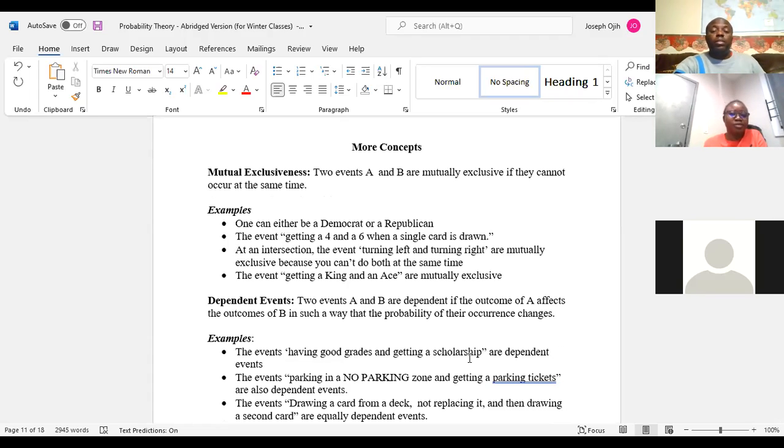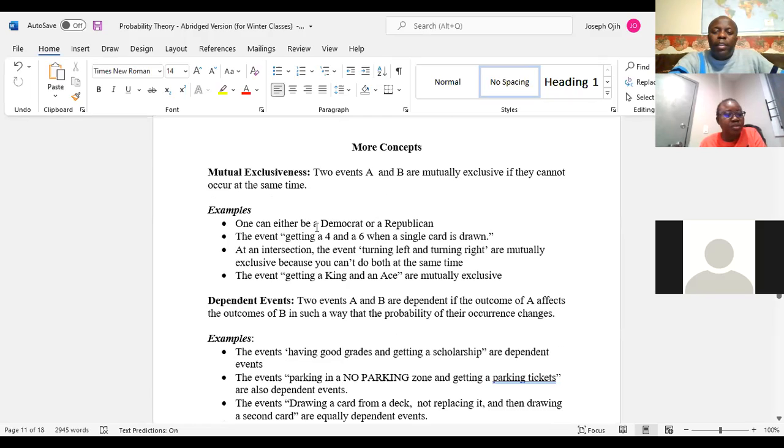So let's look at more concepts. The first concept we'll be looking at is what we call mutual exclusiveness. Two events are said to be mutually exclusive. We have 8 minutes, let's see if we can finish this in 8 minutes. Two events are mutually exclusive if they cannot occur at the same time.